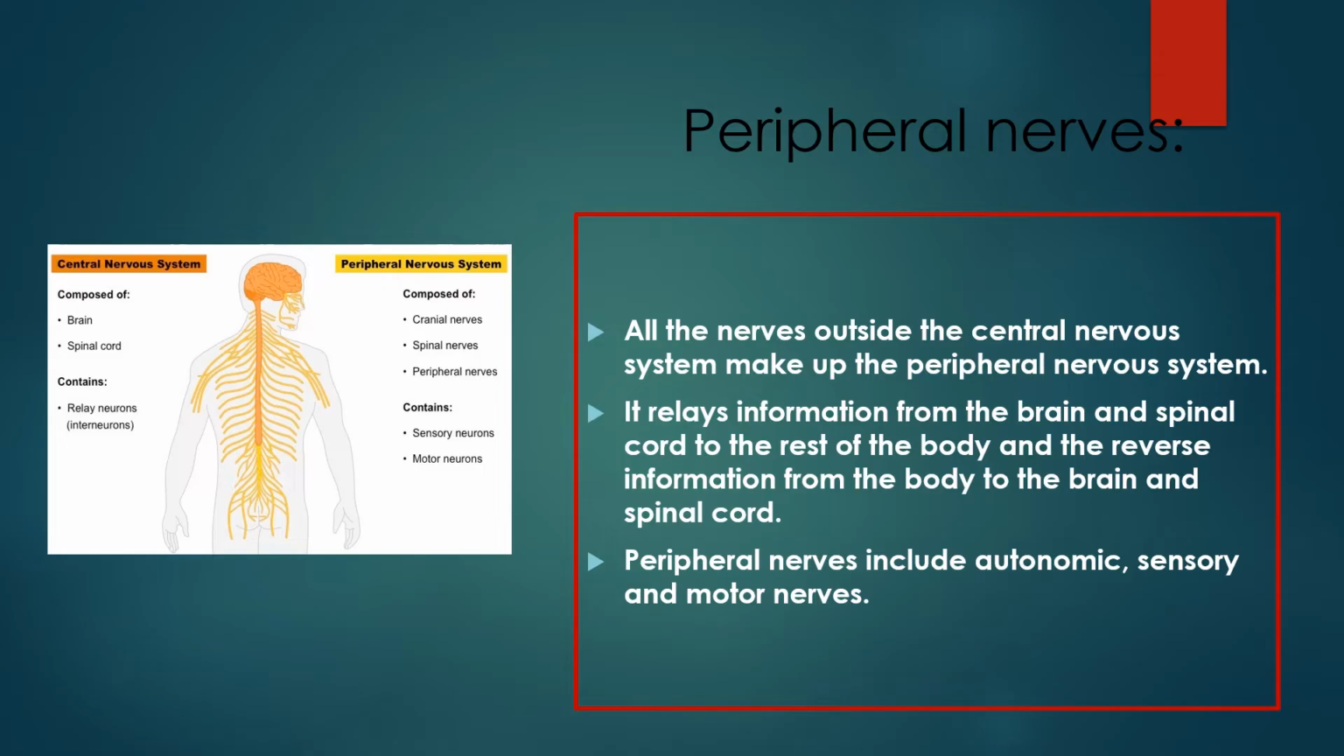Peripheral nerves include autonomic, which means automatic basically; sensory, which means they're attached to your senses such as touch, taste, smell, and hearing; and then you have motor nerves, which is how they respond to your muscles.